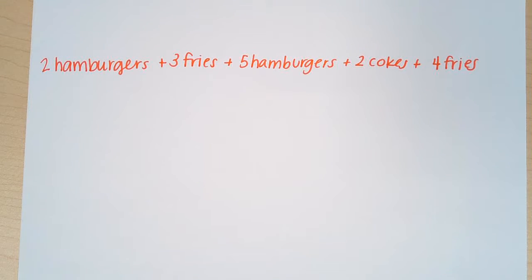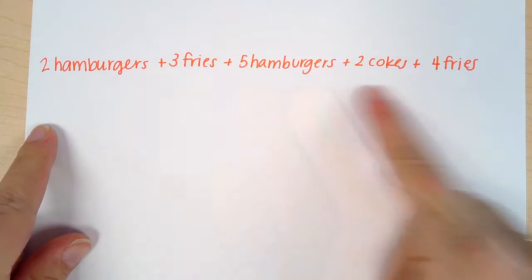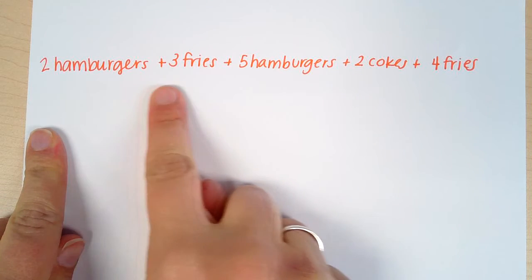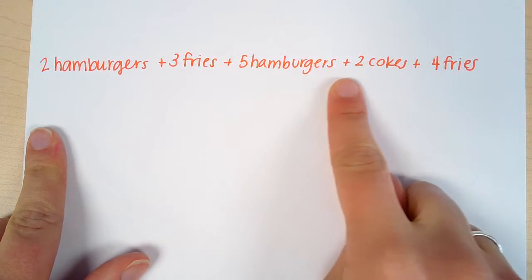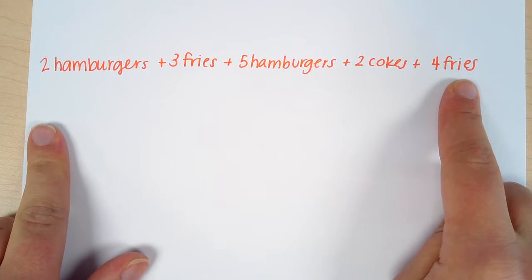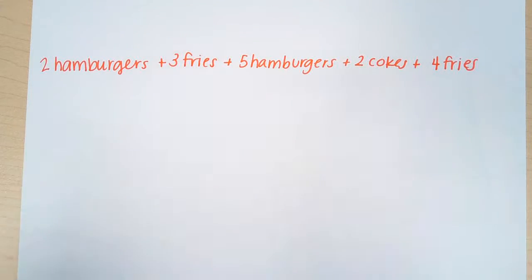You just watched a video where a man ordered a bunch of food in kind of an unconventional way. Here is a little blurb from what he said: 2 hamburgers, 3 fries, 5 hamburgers, 2 Cokes, and 4 fries. Now, typically people don't order like that. It doesn't make sense. So, what we do is combine the food that we have in common.